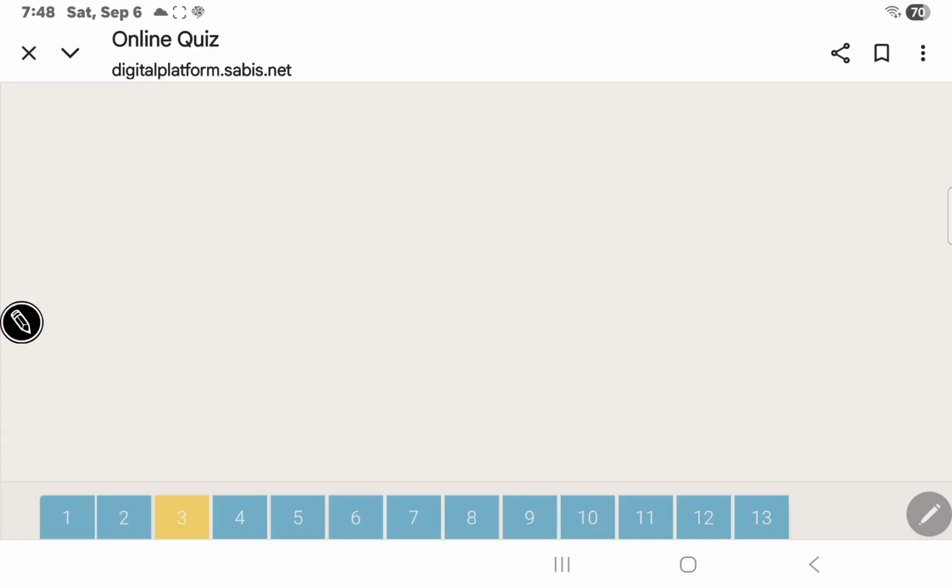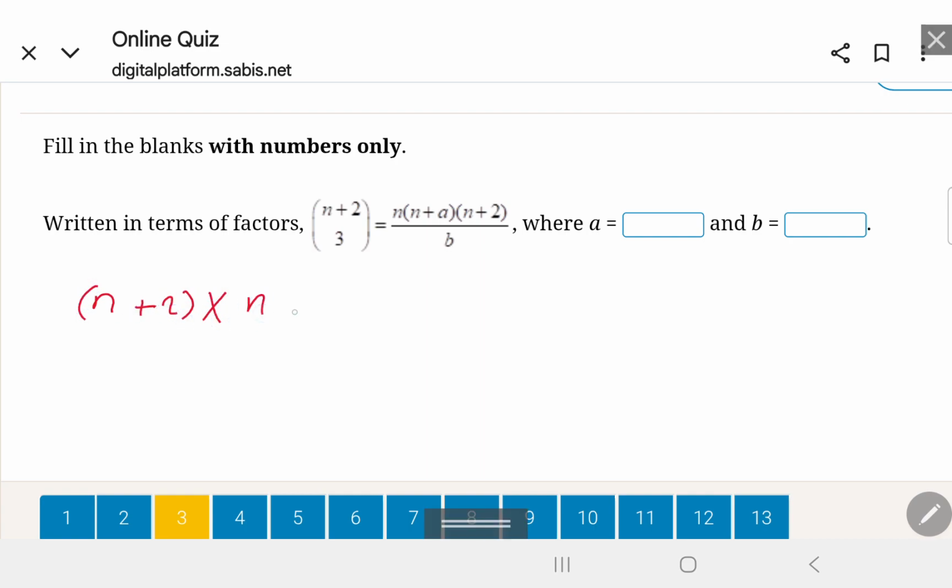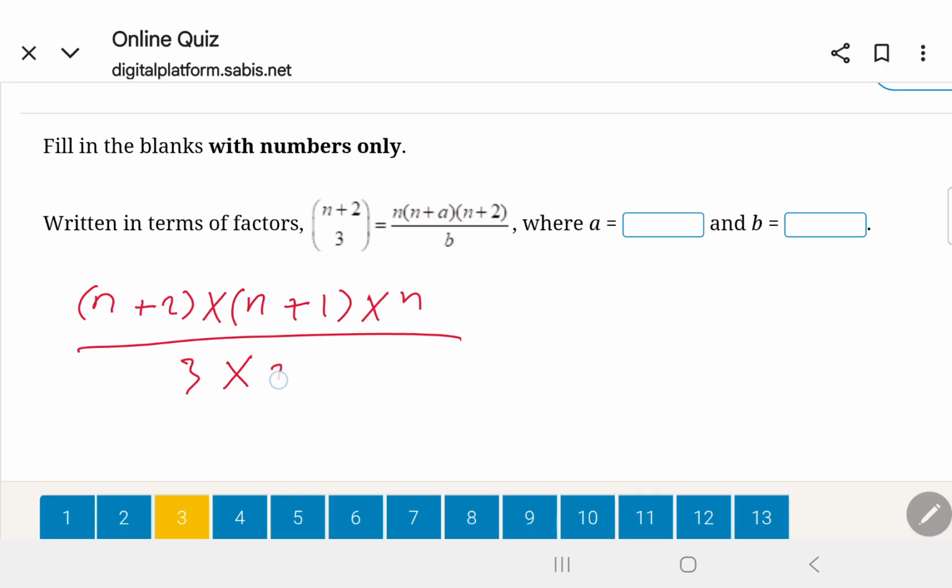Number 3 now. Fill in the blanks with numbers only. Okay, here you have the combination formula. So this is n plus 2 times n plus 1 times n divided by 3 times 2 times 1. That's the combination formula.